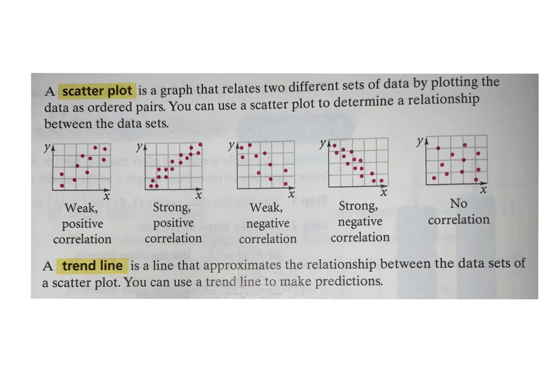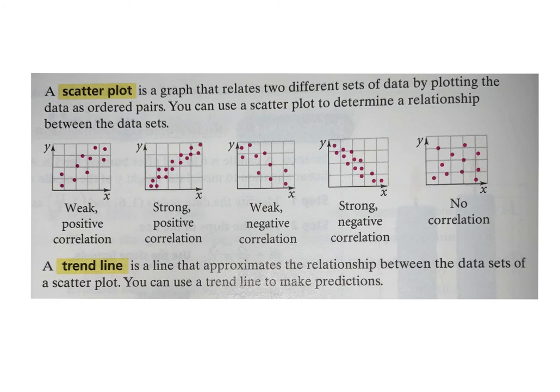Scatter plot. So top of page 80 here. A scatter plot is a graph that represents two sets of data. By plotting the data as ordered pairs, you can use the scatter plot to determine a relationship between the data sets. This is often used in business because, as you know, life is not a linear model, right?